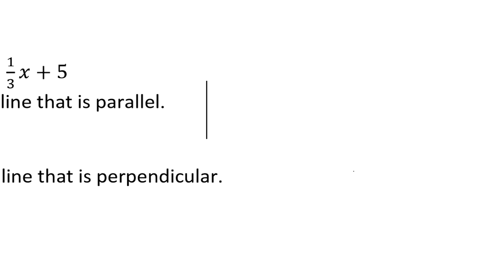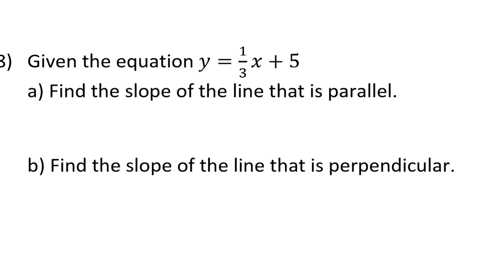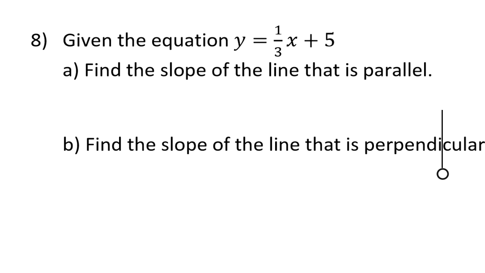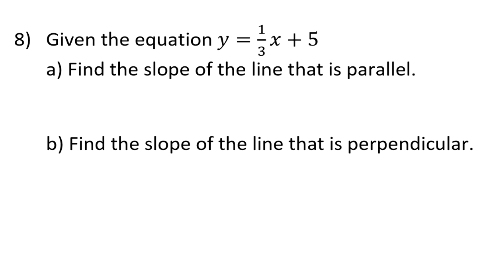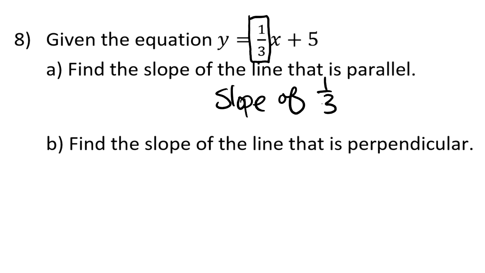Well, if lines are parallel to each other, they have the same slopes, right? They have the same up, rise over run pattern. So this particular line has a slope of 1/3. So a line that is parallel to it would have to have a slope of 1/3 also.